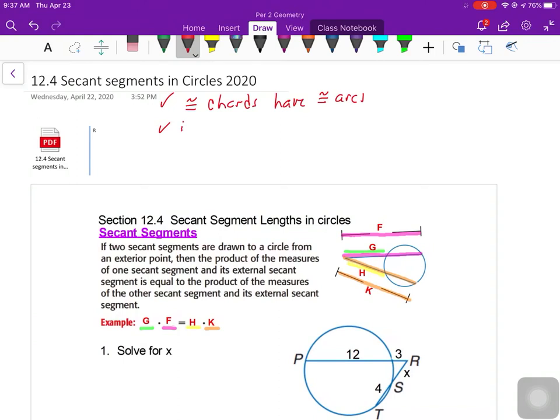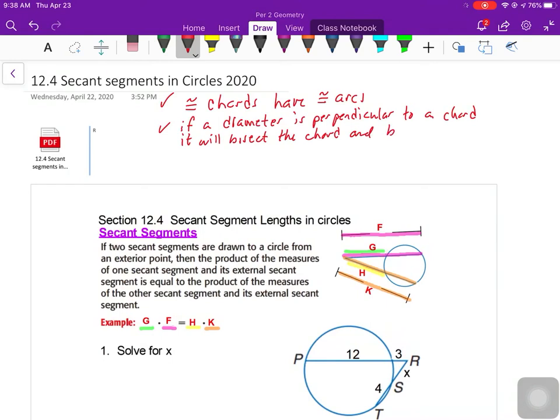The next thing that we learned was if a diameter is perpendicular to a chord, it will bisect the chord and bisect the arc. So it divides the chord into two equal parts, and it divides the arc into two equal parts. Any diameter that is perpendicular to a chord.